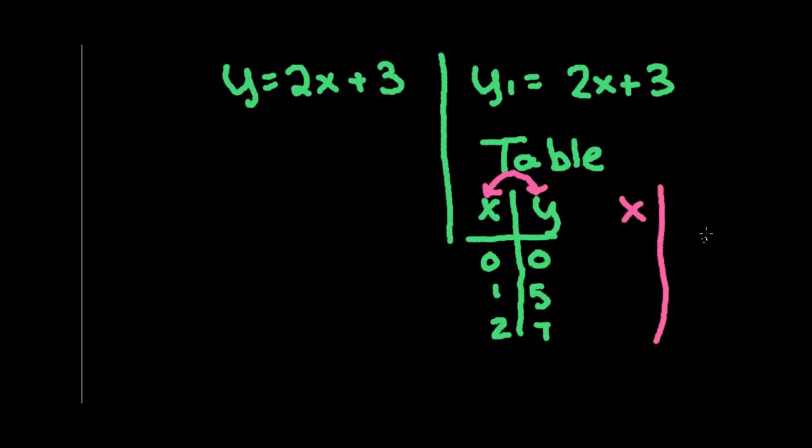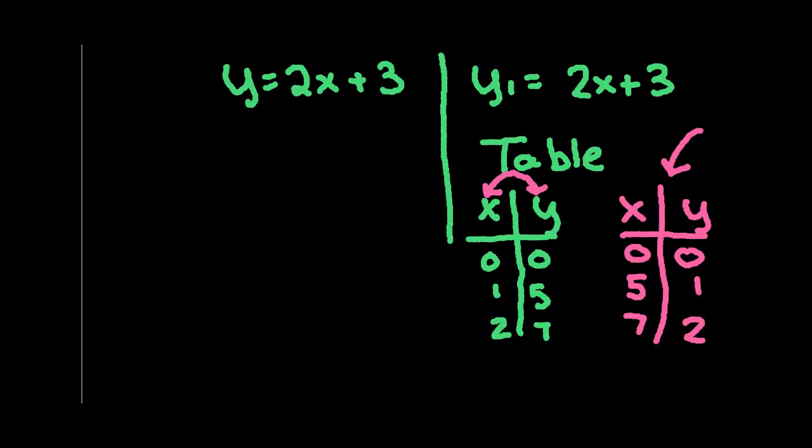So I switch this, and now switching each of these values. The 0, 0 obviously doesn't matter, but now I'm going to switch the 1 and the 5 and make it 5, 1, and the 7 and the 2 from the 2 and the 7. And then I can graph these values on my line, and I will have the inverse function graphed from the original function.